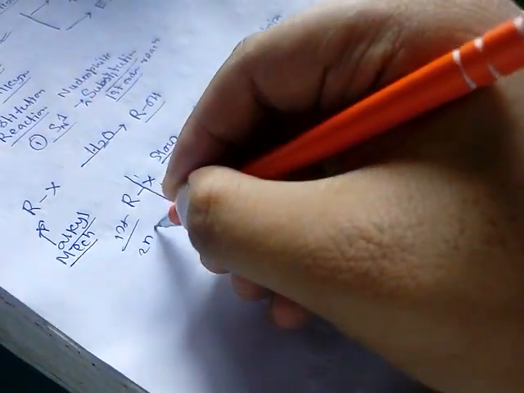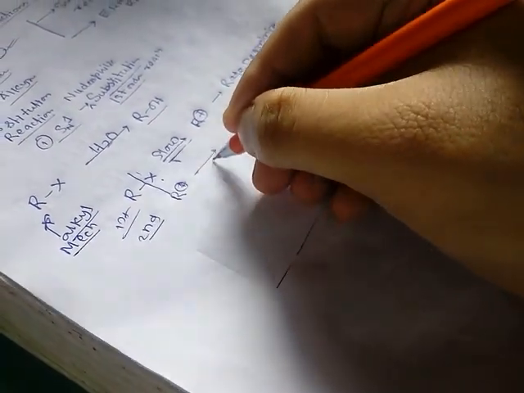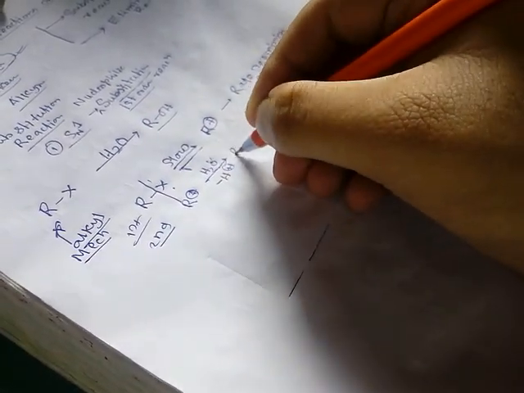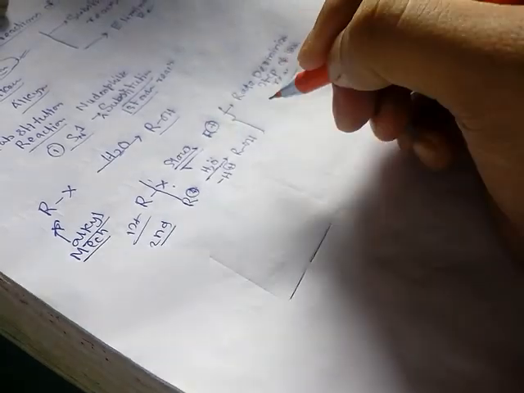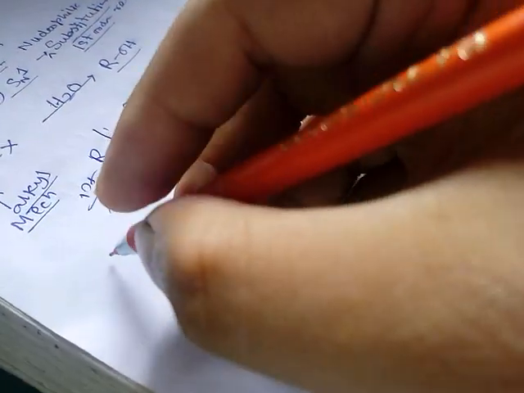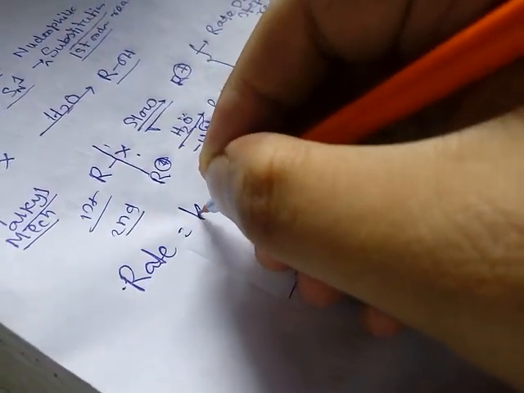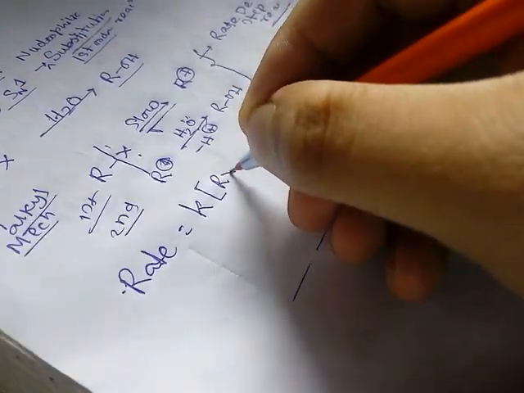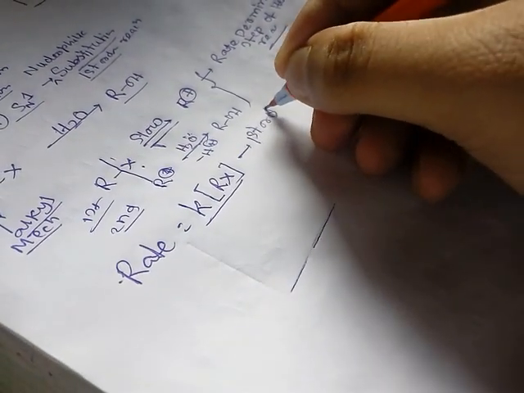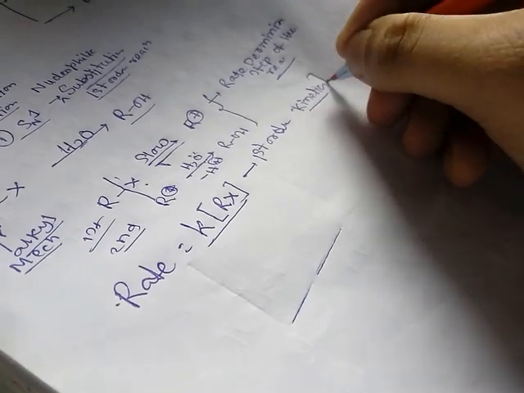Now in the second step the R plus, that is the carbocation which forms, undergoes reaction with the nucleophile, that is H2O. It will form ROH, and this mechanism is called the SN1 mechanism. Why is it called the SN1 mechanism? Because the rate equals the rate constant times RX. That is, it follows first order kinetics. Hence it is called a first order reaction.